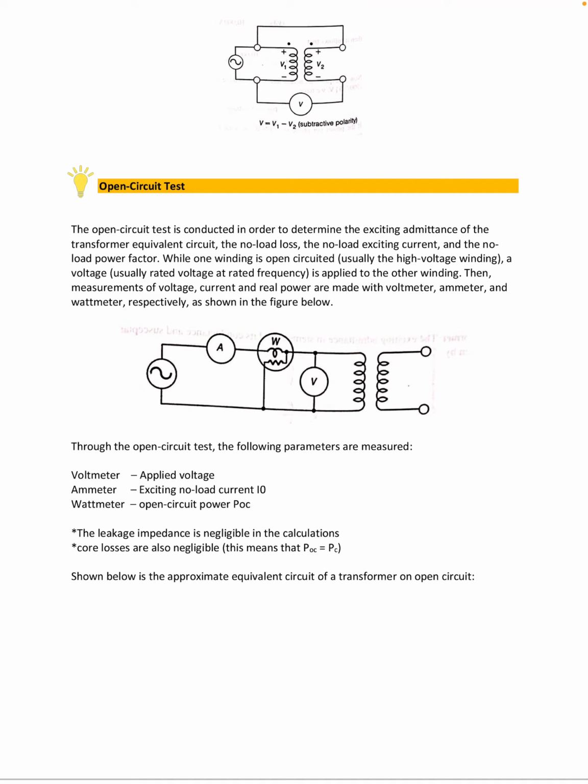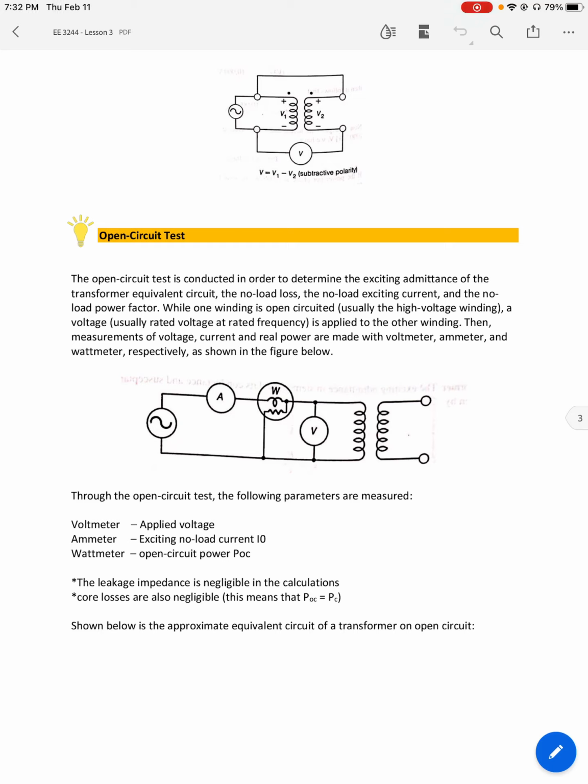While one winding is open circuited, usually ang high voltage winding daw ato ang ginapabilin nga open circuited, as a voltage at the secondary is applied. This voltage is the rated voltage at rated frequency of the transformer. Then measurements of voltage, current, and power are made with the instruments as they are placed sa diagram na makita nato karon. So naatay ammeter in series, voltmeter in parallel, and wattmeter in both series and parallel. So ina na siya pagka-connect.